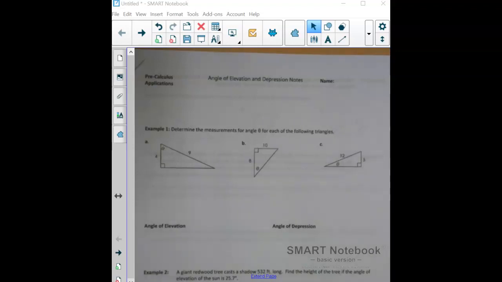Okay, so today we're going to review a little bit of angle of elevation and depression. You did see this back in geometry. I'm going to go through a few things just from the first and second page, so all the examples up to 6.